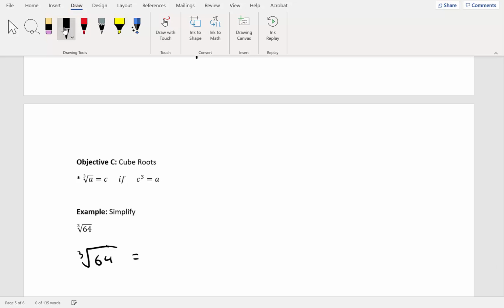When we were dealing with square roots, we were trying to find a number that if we raise it to the second power, it'll give us what the radicand is. Now with cube roots, we're trying to find a number where if we raise it to the third power, it'll give us what the radicand is. So since we have the cube root of 64, we're trying to figure out what number raised to the third power will give us 64. For 64, this would be 4. And this is because 4 raised to the third power is equal to 64.